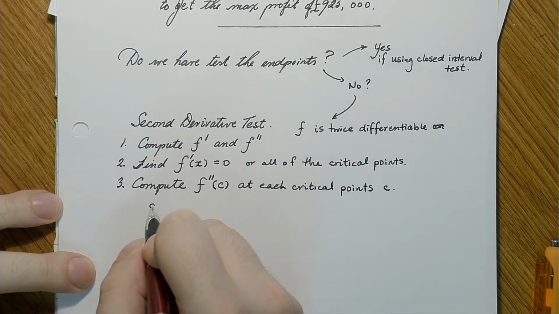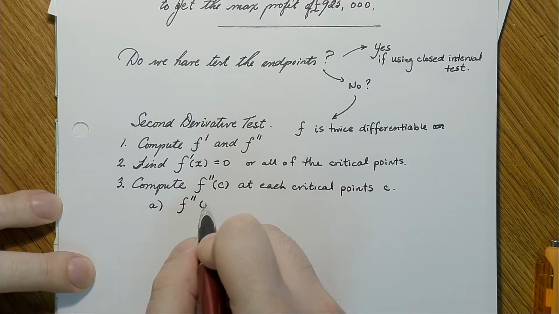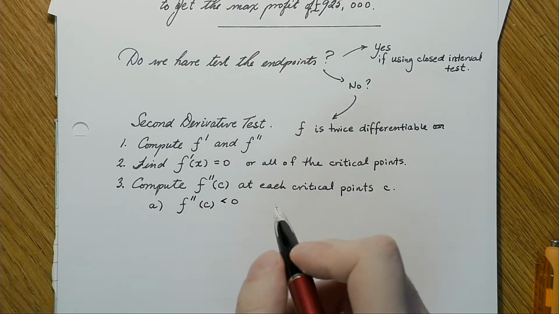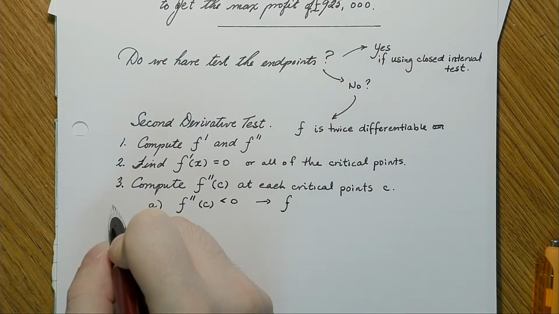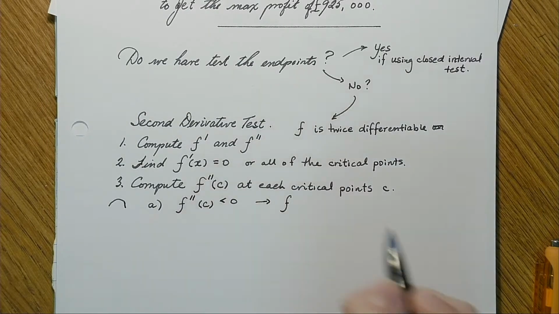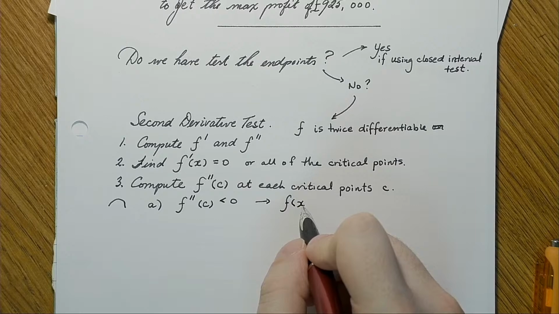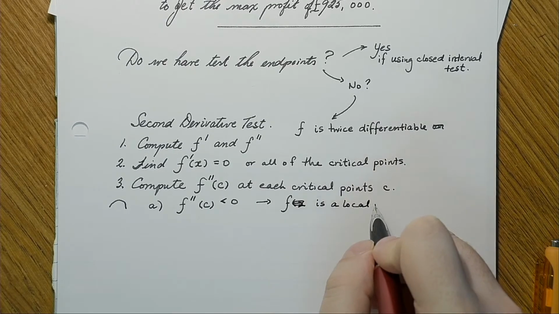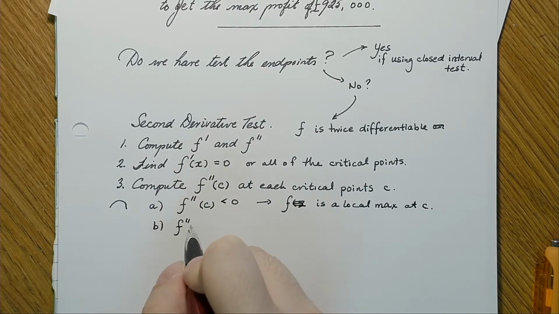C. And if f double prime of C is less than 0, which means that it's concave down, then f has a local max. So again, that's concave down, like the sad face. It's negative, it's sad, so frowny face. So f is a local max at C.